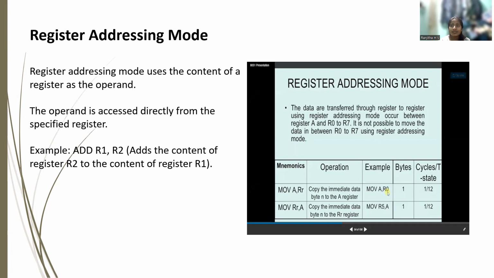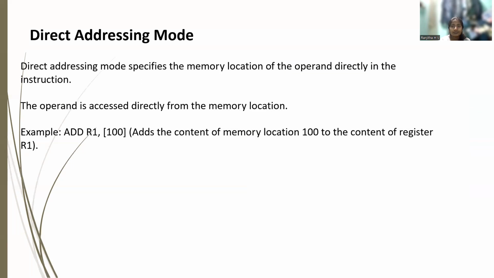Register addressing mode. What is meant by register addressing mode? The register addressing mode uses the content of a register as the operand. The operand is accessed directly from the specified register. Example, ADD R1, R2 adds the content of register R2 to the content of register R1.